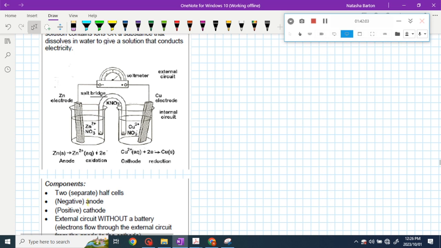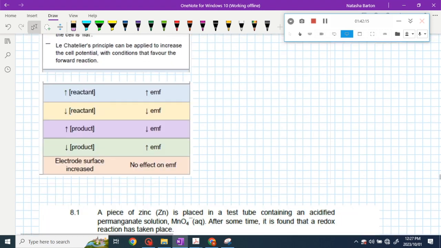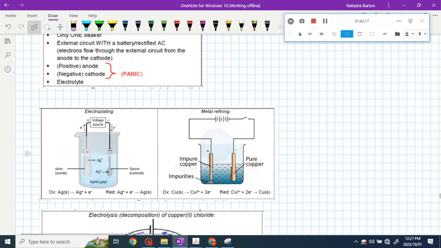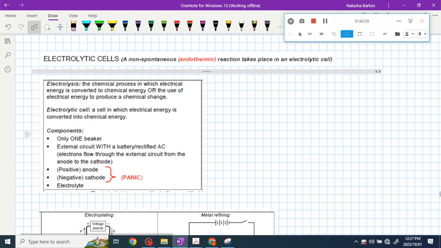In your galvanic cell, the anode is negative while the cathode is positive. But it gets so confusing because in your electrolytic cells, it's the other way around. So let's quickly go to the electrolytic cells, just very quickly. Electrolytic cells is the last thing, so it's on the next page. It's the last thing you do in the year.